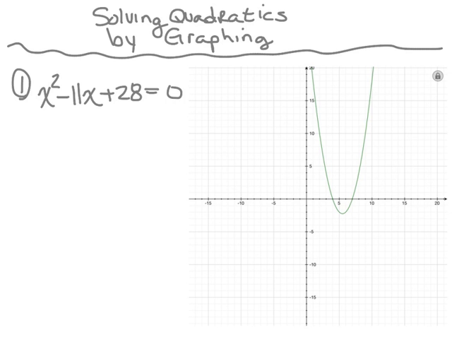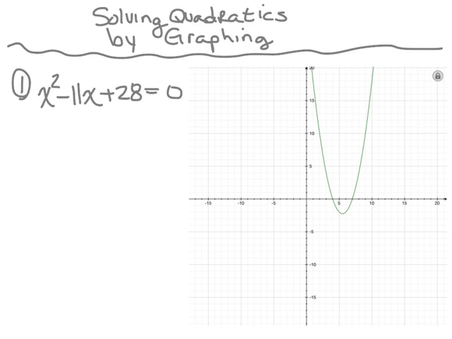Alright, first example we have is x squared minus 11x plus 28 equals 0. So since we're solving these quadratics using the graphing method, the first thing we're going to want to do is graph it. But keep in mind, before we can graph this, we do have to make sure that the equation is equal to 0, which in this case we do have it equal to 0.